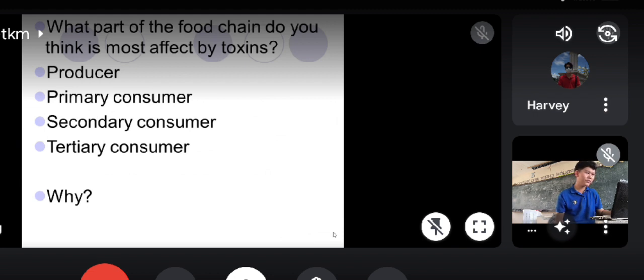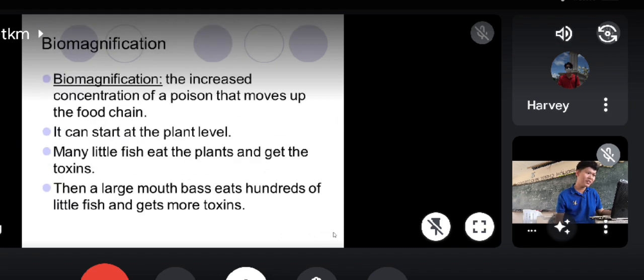What part of the food chain do you think is most affected by toxins? Producer, primary consumer, secondary consumer, tertiary consumer. Why? Biomagnification. Biomagnification is the increased concentration of a poison as it moves up the food chain.